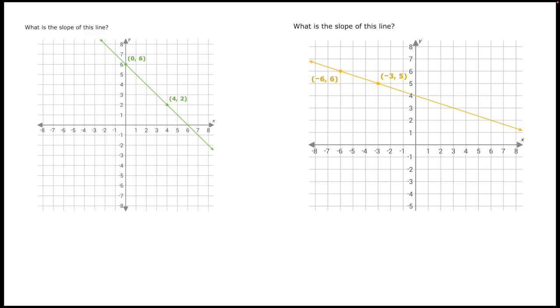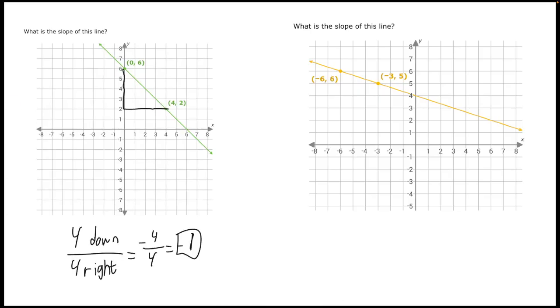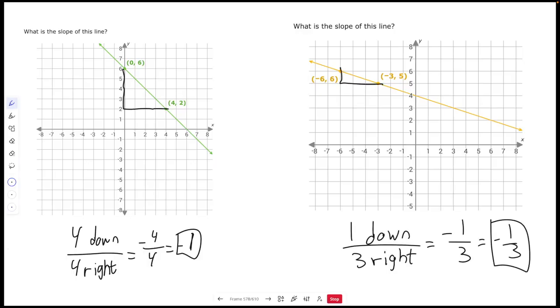Okay, now that you've had time to work these problems, let's check your solutions. For the first problem, you should have gotten -1. I started from the top and went down, so I went 4 down, 4 right. So that is -4 over +4, which is just -1. You could have said I went 4 up and 4 left. That would give you +4 over -4, still give you the same answer. And for the second problem, you should have gotten -1/3 for your slope.